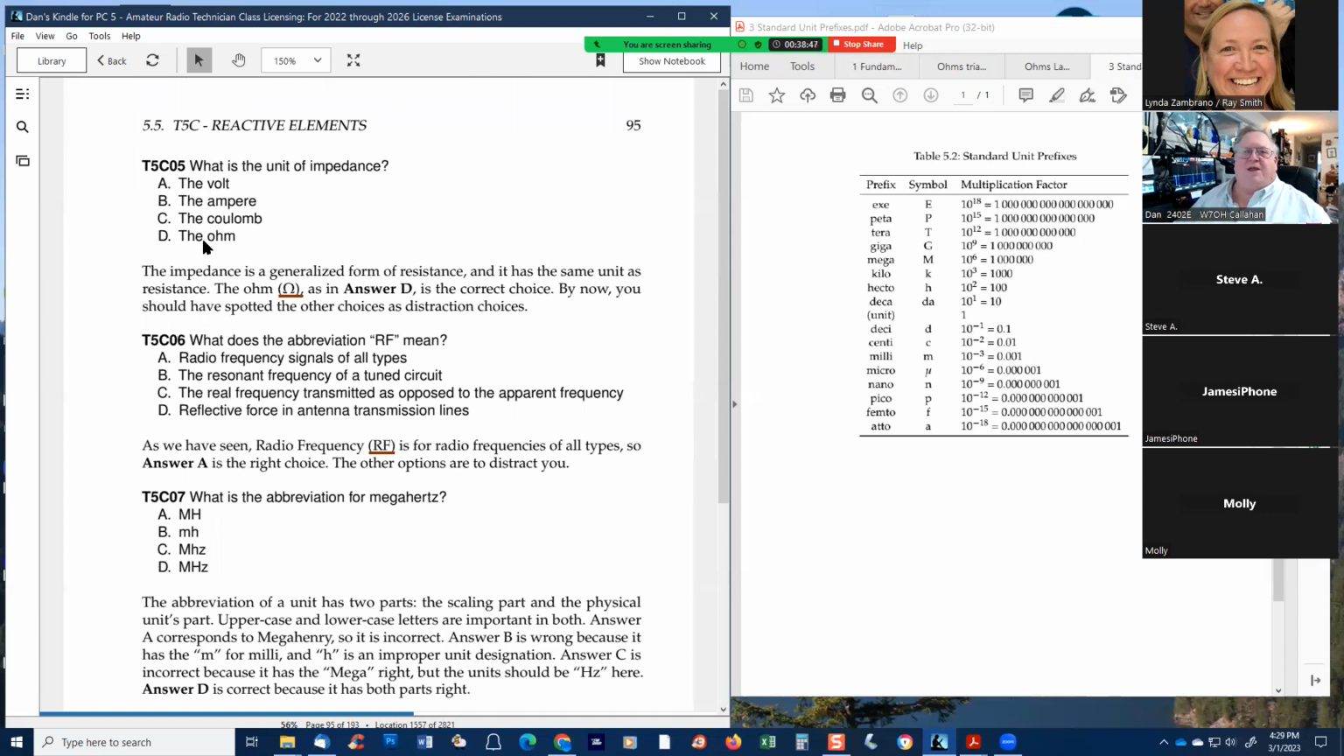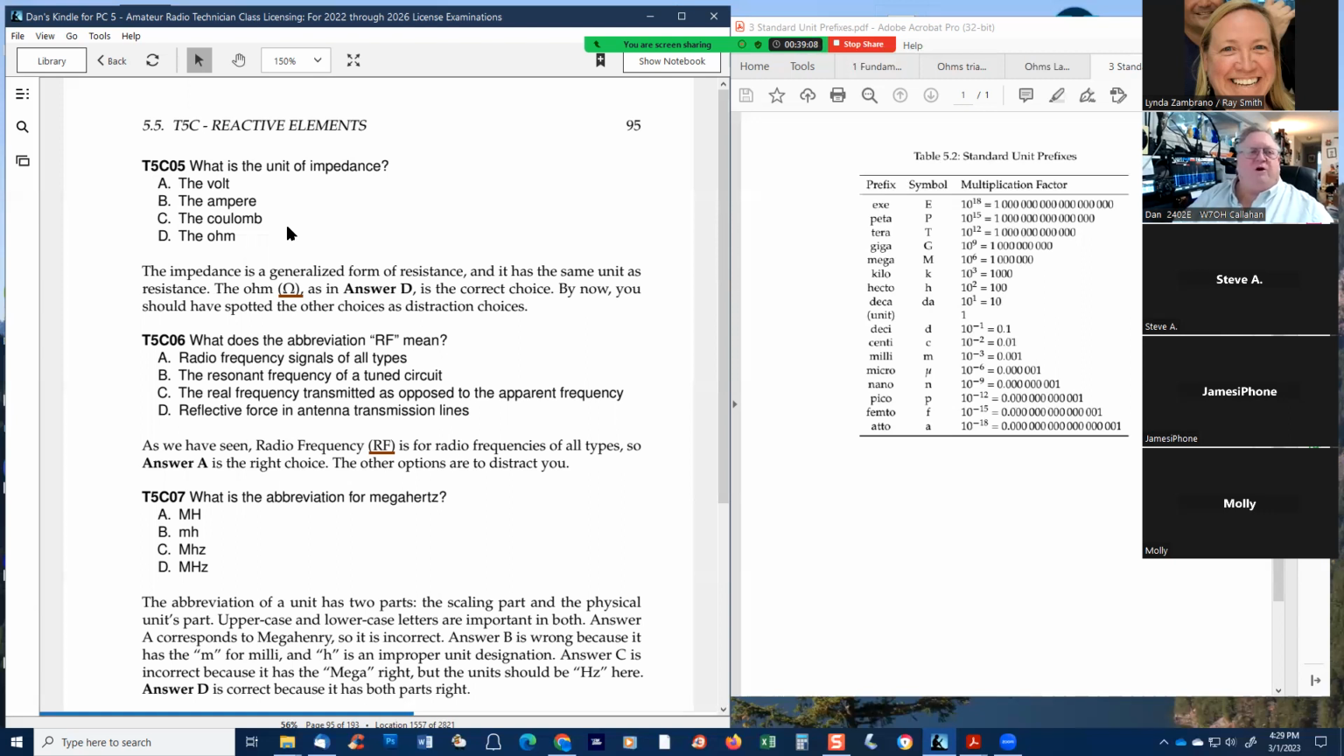What's the unit of impedance? That could be somebody pushing at your front door to impede them from entering. It's a unit of resistance, and that is ohms. All you have to remember is that ohm is a resistive thing. It's the unit for resistance.